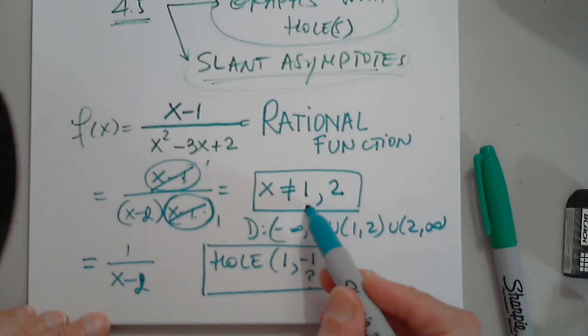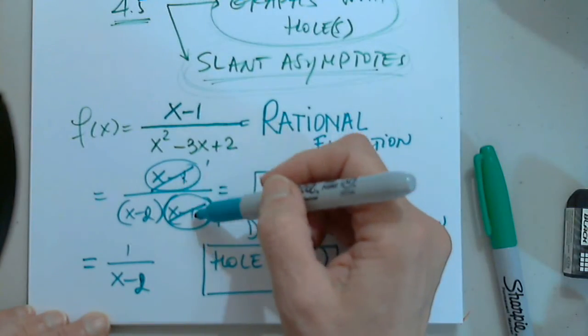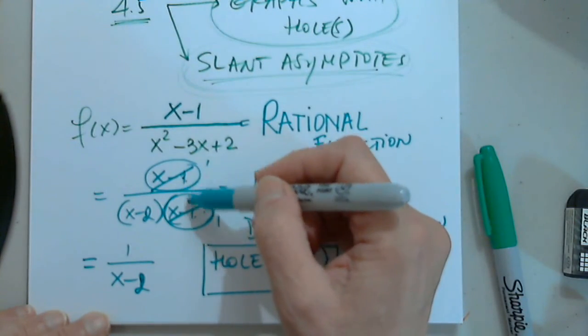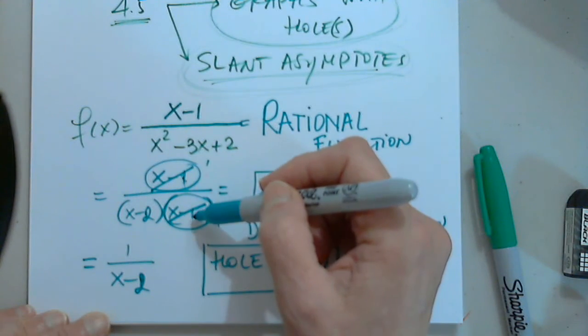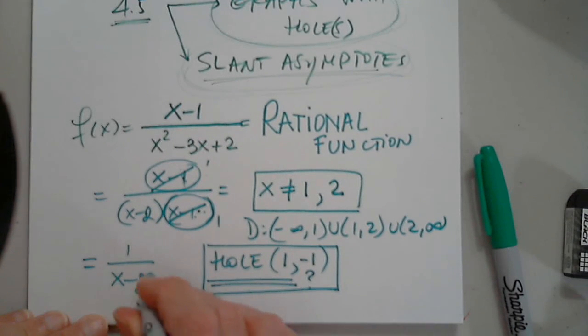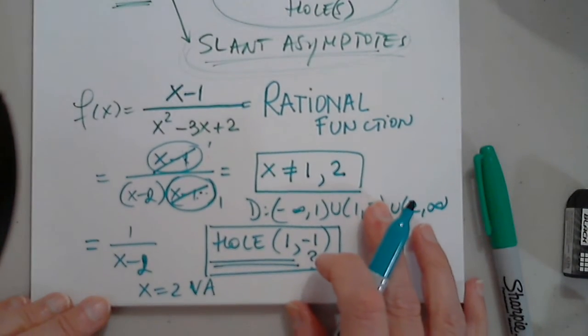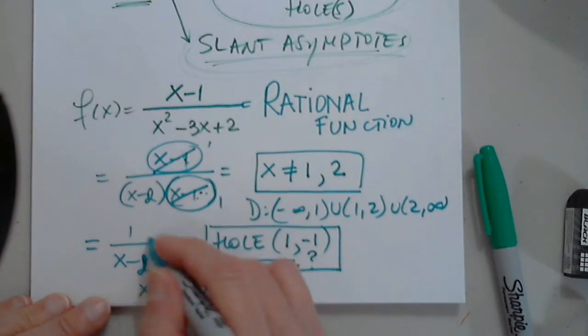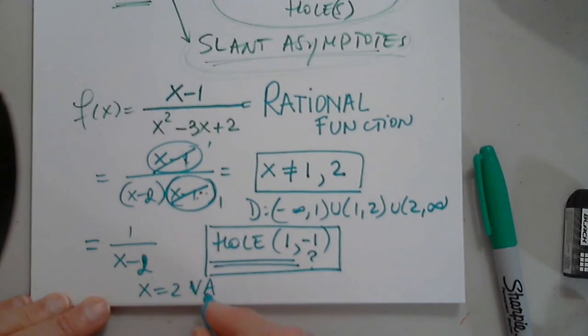The function is undefined at 1, but it turns out that that factor gets removed by simplifying it from top and bottom. So this becomes a hole in the graph. However, x equals 2 is still a vertical asymptote, because it finds its way into the final simplified form of the function. It does not go away, so it will be a vertical asymptote.